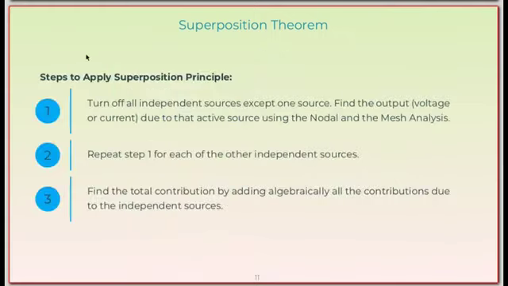Now, to apply the superposition theorem, we are first going to turn off all the independent sources except one source. We are going to find the output voltage or current due to that active source using the nodal and mesh analysis that we learned earlier. And then we are going to repeat this step for each and every independent source. In the end, we are going to calculate the total contribution by adding algebraically all the contributions due to the independent sources. We are not going to do anything with the dependent sources. We are only going to consider independent sources.